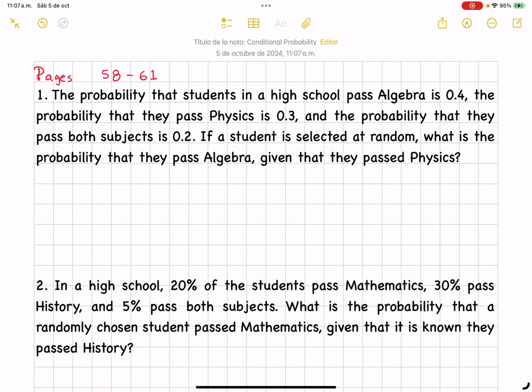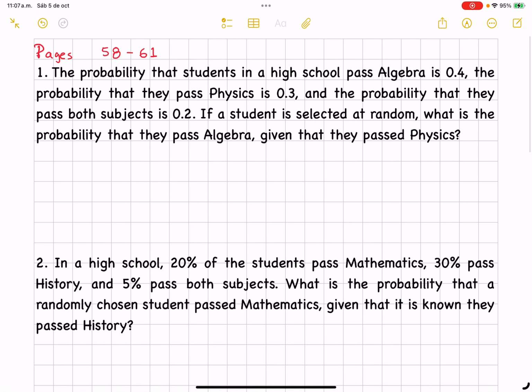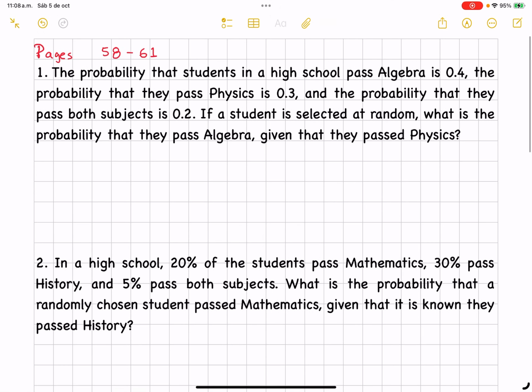Okay, now through this video, we are going to solve some conditional probability problems. I'm going to help you out with these 4 exercises, but you should complete the rest of the exercises that are in your book, on pages 58 to 61, please. I think there are like 10 exercises, so I'm going to help you with 4 of them, and you must complete the rest.